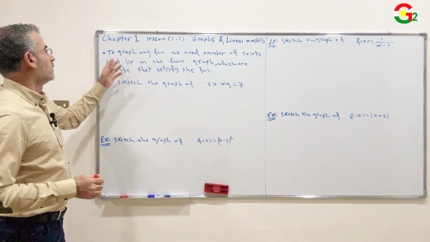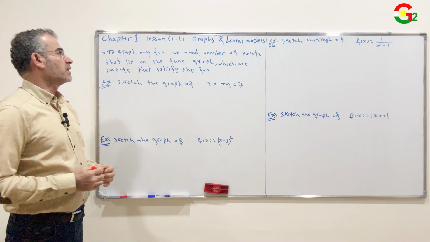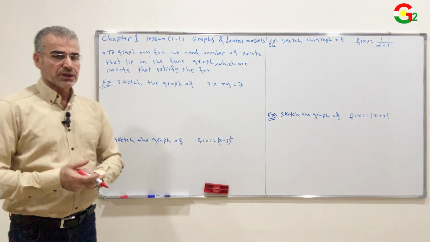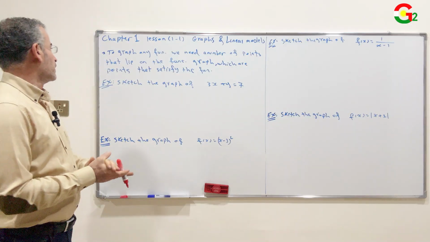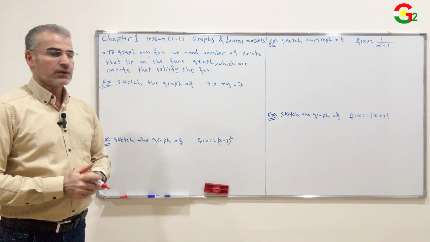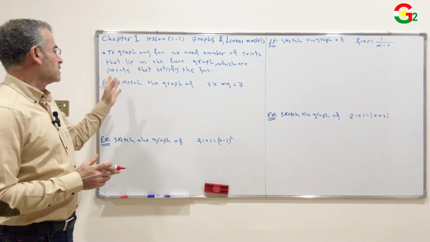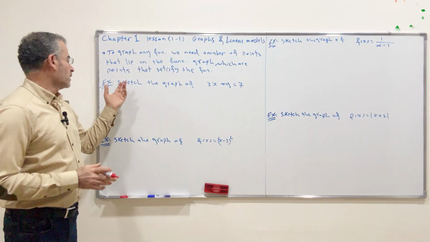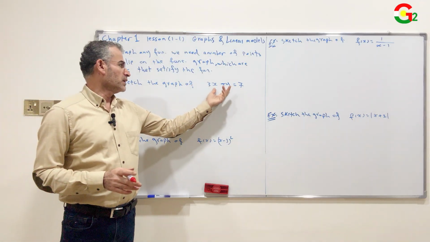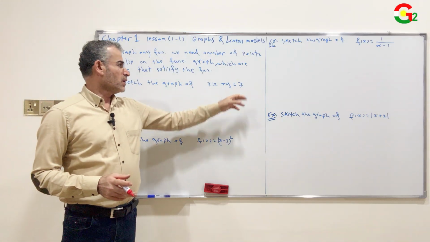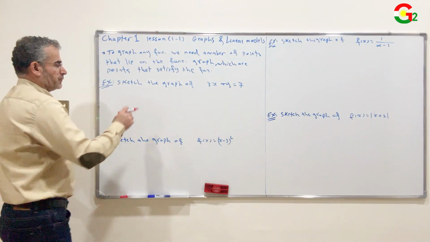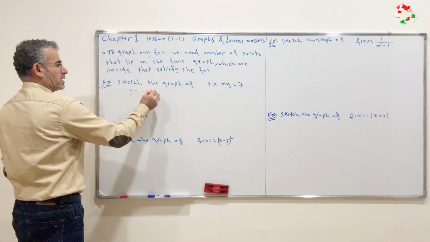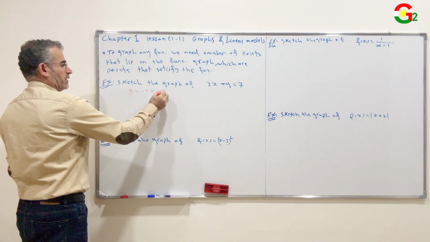Chapter 1, lesson 1:1, graphs and functions and the linear models. To graph any function, we need a number of points that lie on the function graph, which are points that satisfy the function. For example, if we want to sketch the graph of the linear function 3x plus y equals 7, then I'll rewrite this function as y equals negative 3x plus 7.